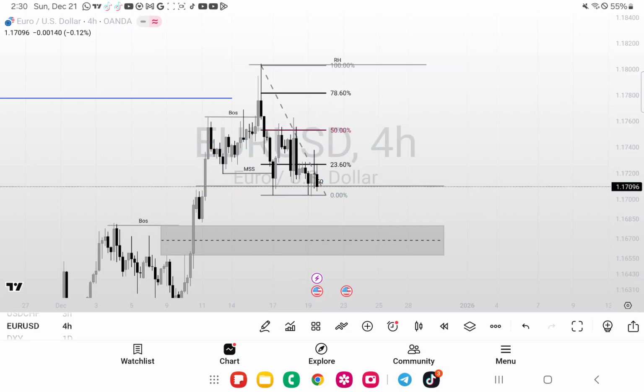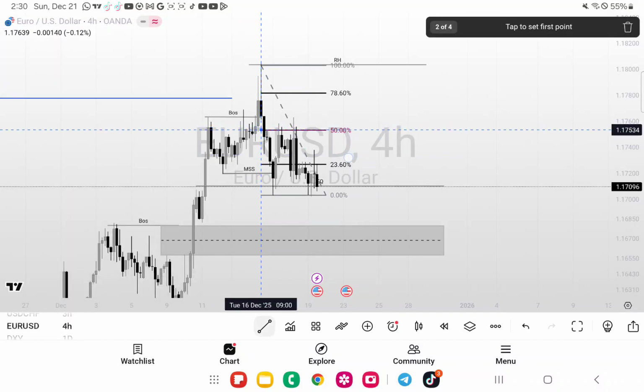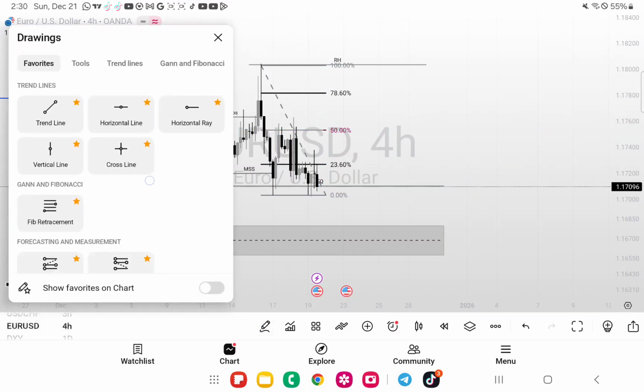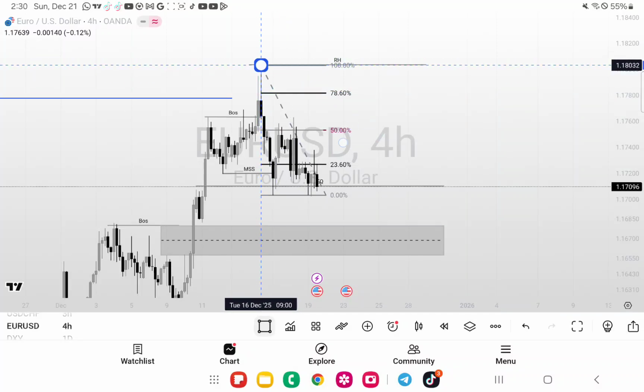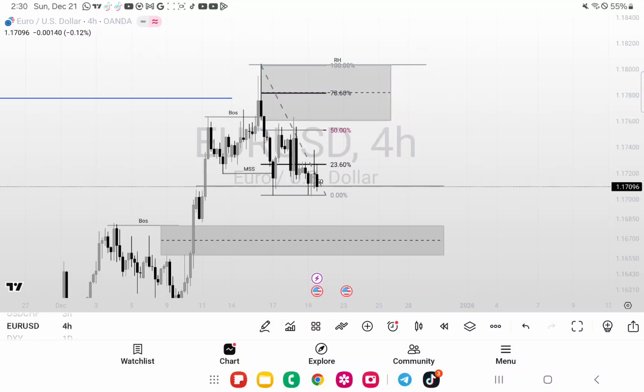Now if you want to mark it, you will discover that we had already a pullback and price has tapped into the 50% and rejected. Above the 50%, what do we have? We have this point of interest, this order block. As you can see, price tapped into this order block and it is rejecting, pushing back to the downside.